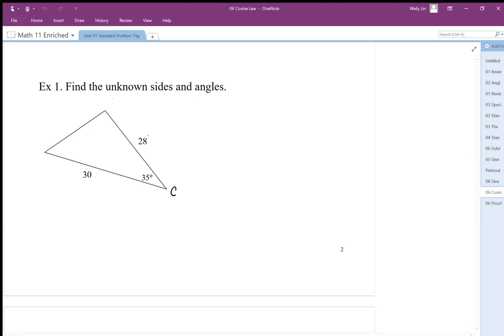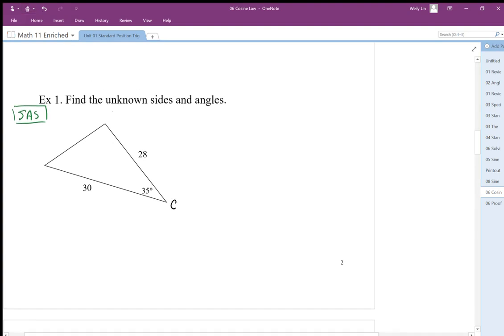So this is a situation where I have side, angle, side. I'm just going to write that down: side, angle, side. In a side, angle, side case, we want to use cosine law. Okay, so what does the cosine law look like? There's really only one thing that we have to watch out for.